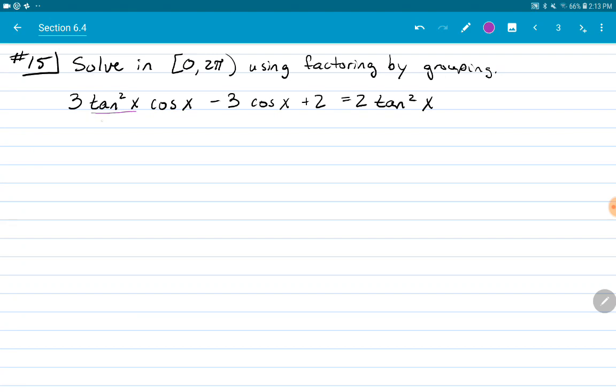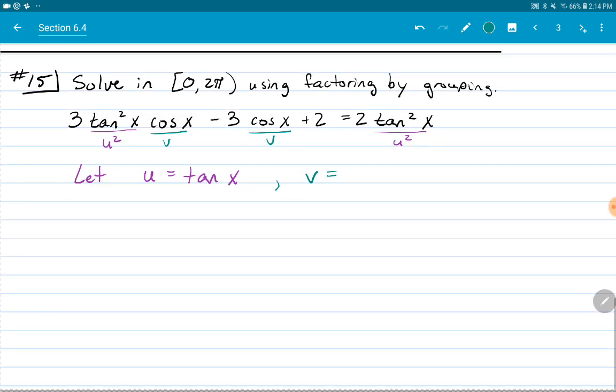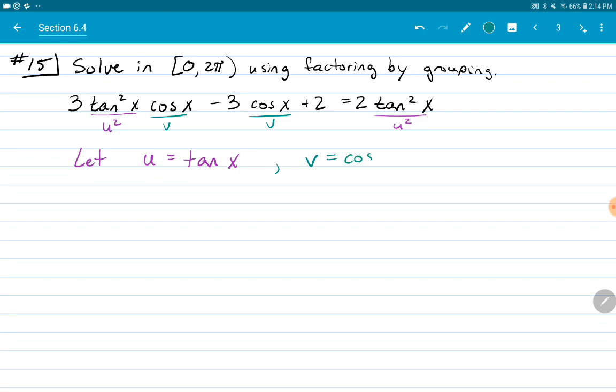I'm going to substitute all my tangents with a u, so I'm going to let u equal the tangent of x. And I'm also going to call this guy a v. So I'm going to let v equal cosine of x. Let's see if that will make my eyes a little happier.